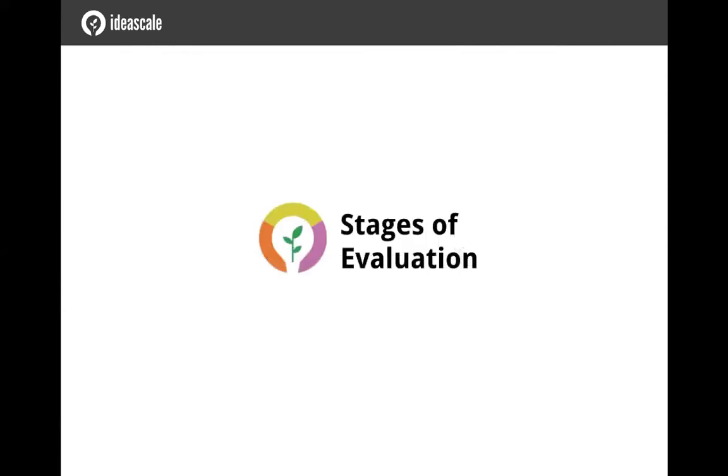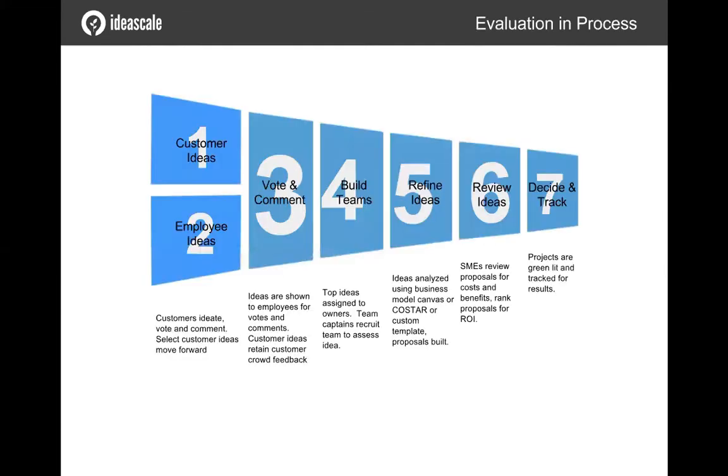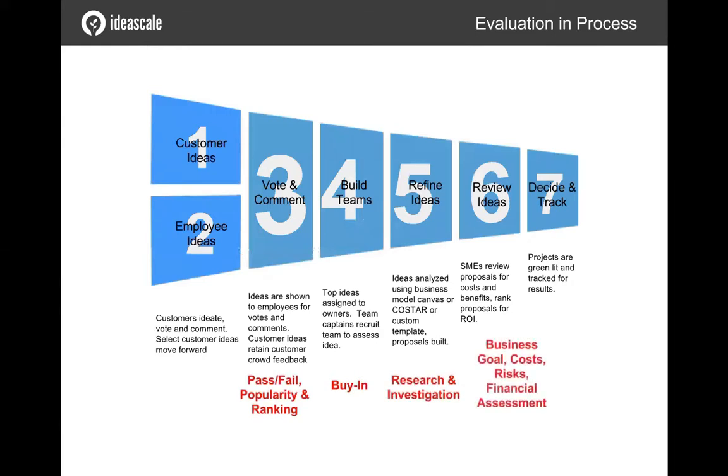But what does this mix of evaluation tools look like when it comes to the processes that we were looking at before? So, usually the pass, fail, and popularity are assessed in those earlier stages. Buy-in and additional research happens towards the middle of the process, and then final in-depth alignment and evaluation measures occur at the end of the funnel.